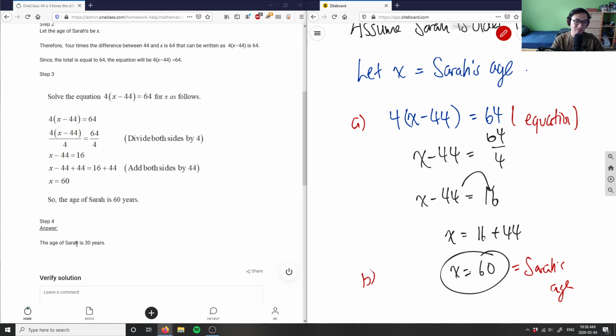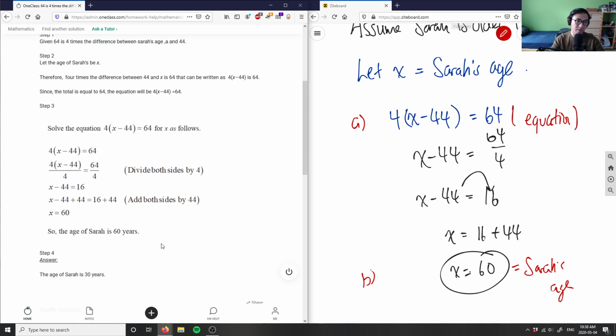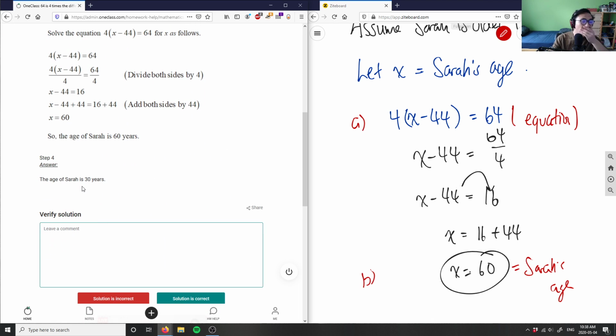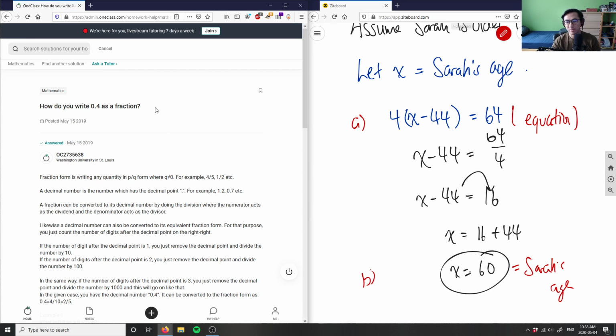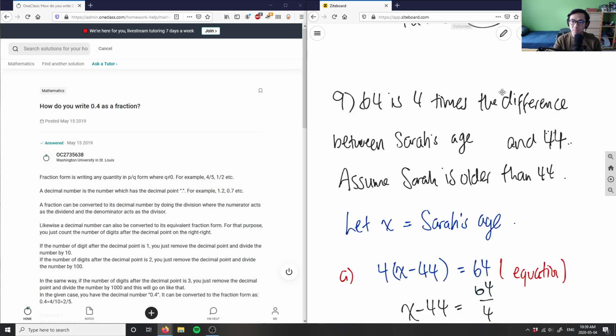So therefore, the age of Sarah here is not 30 here. I think this is a misprint. It's 60 years old here. So I'm going to say the solution is incorrect because they actually wrote the final answer as 30 and not 60. So the solution is perfect, except the last statement. The age of Sarah is 60 years old. So we're going to say it's incorrect just because in the last part here they didn't write 60 years old, just to help improve the system here. So that's number 9 here.